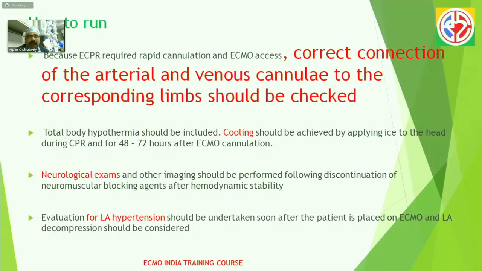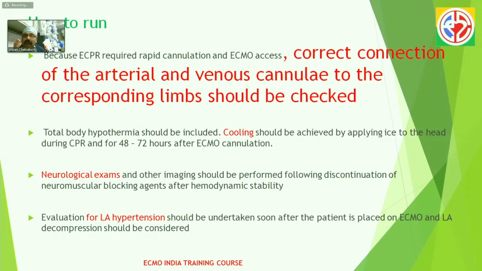And the one thing we should remember is that this is a mistake which happens very commonly during ECPR, because everybody is in a hurry and it's a real emergency scenario. You need to connect the correct arterial and venous cannula. It has happened in different places, and it leads to catastrophe. So the arterial cannula should be connected to the arterial line, the return one, and the venous cannula should be connected with the drainage pipe. That is most important.